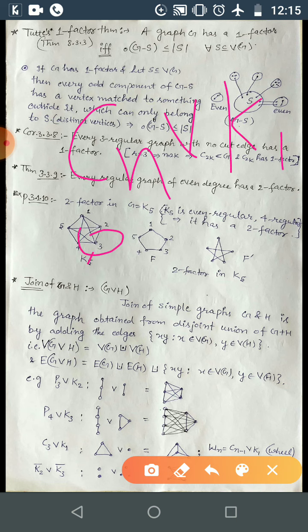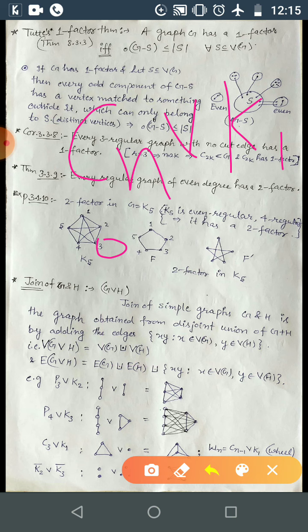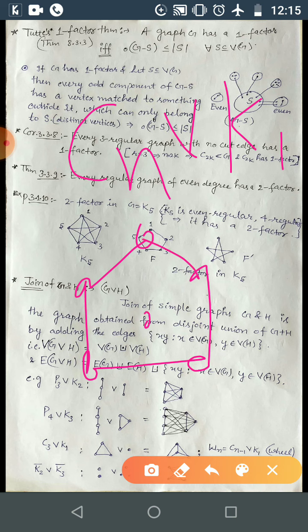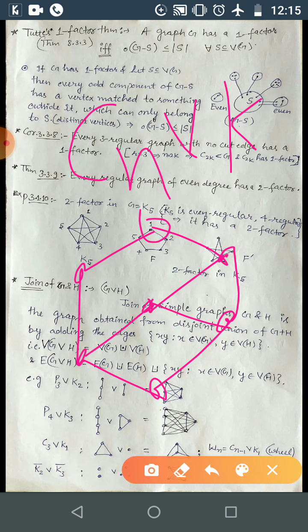So that is C3 join with a vertex, we are getting this kind of structure. C4 join with a vertex, we will be getting C4 with one vertex, and all the vertices of G are adjacent with this one and vice versa. So this one is C4 join with K1, C5 join with K1, so C5 will be kind of this one, C6 will be kind of this one, so join with K1, so you will be getting this one.